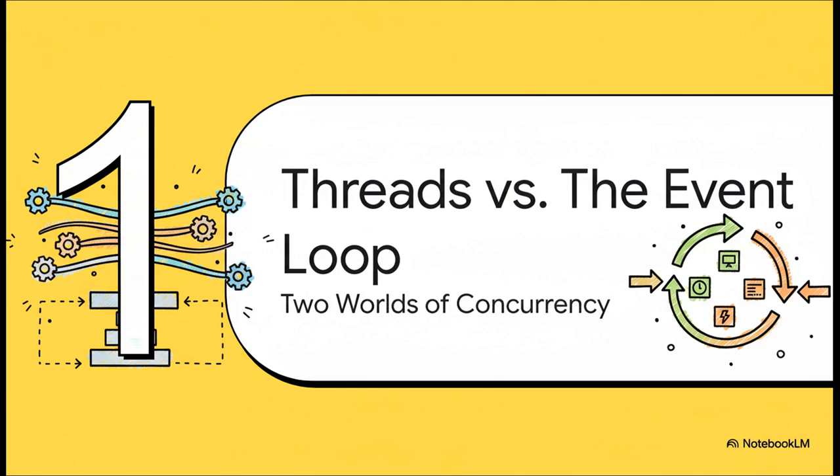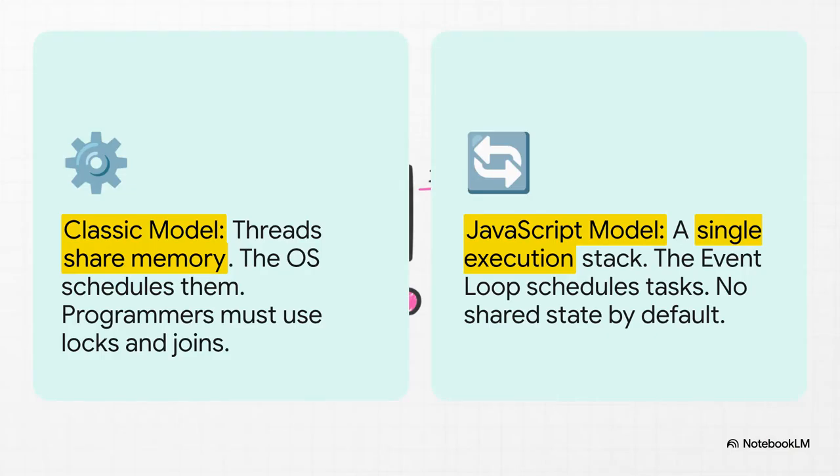Okay, so to really get JavaScript's whole deal, we first need to talk about how it's different. We're talking about two totally separate worlds of concurrency. On one side, you've got the classic multi-threading you see in languages like C++ or Java. And on the other, you have JavaScript. It's like they're playing two completely different sports. And you can see that difference right here. Look at the classic model on the left. The main thread spawns other threads, and then it just sits there and waits for them to finish. It's very hands-on. But now look at JavaScript.